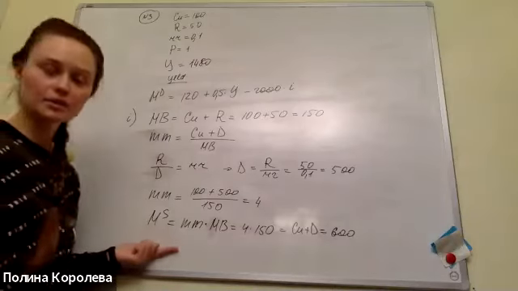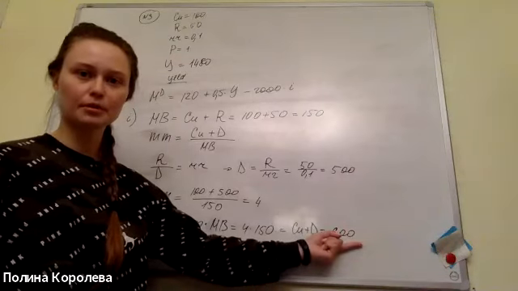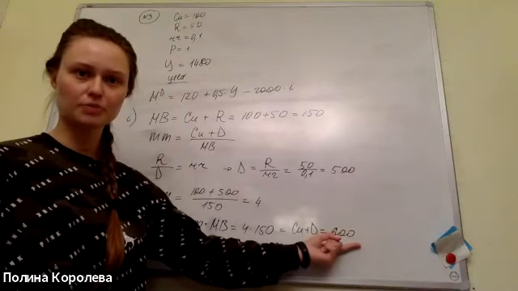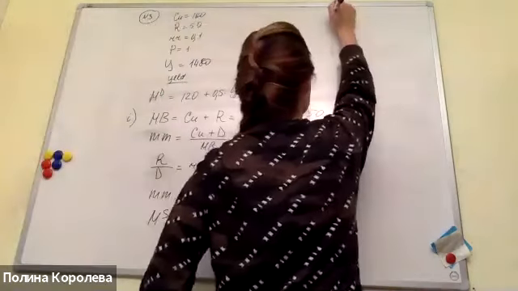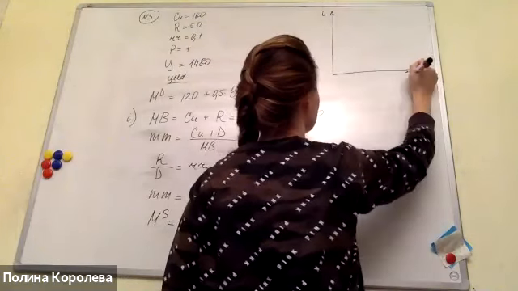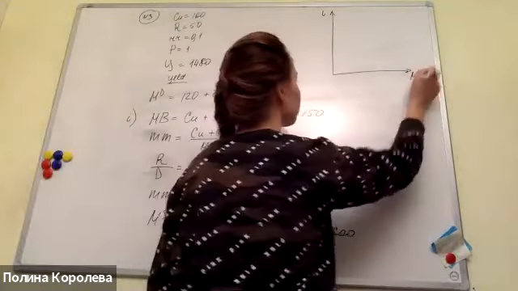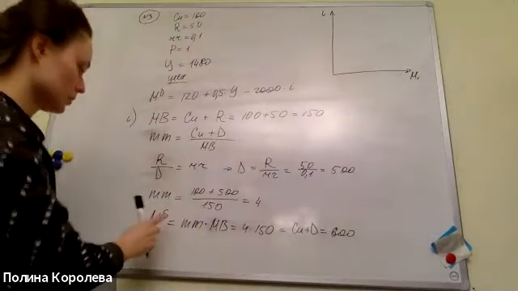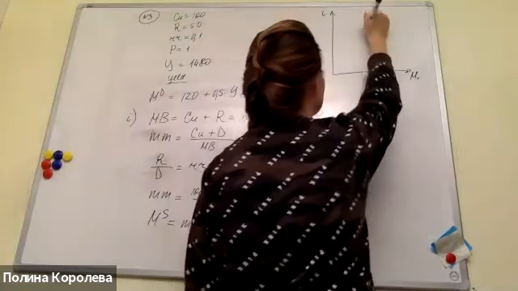Now we found money supply, and this is a constant number. It does not depend on interest rate, so it will be a vertical line. You can start drawing it. This is our money market. Here will be interest rate, here money in circulation, M1. So money supply equals 600. Vertical line.